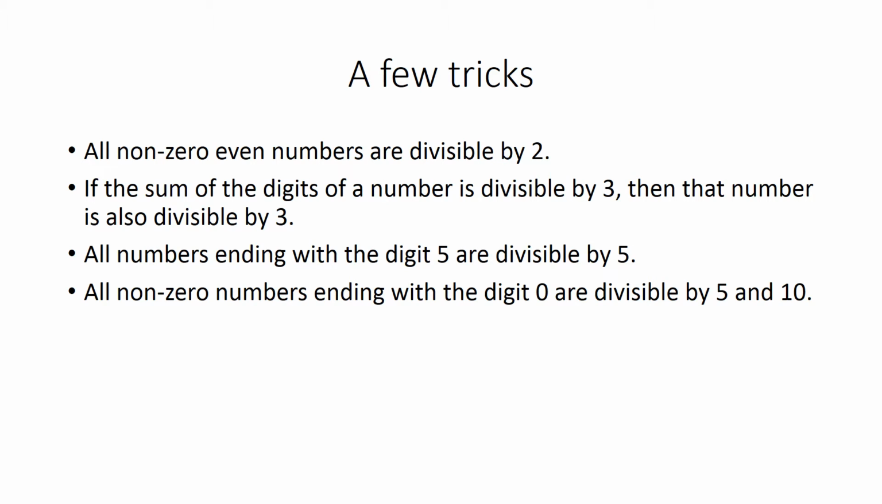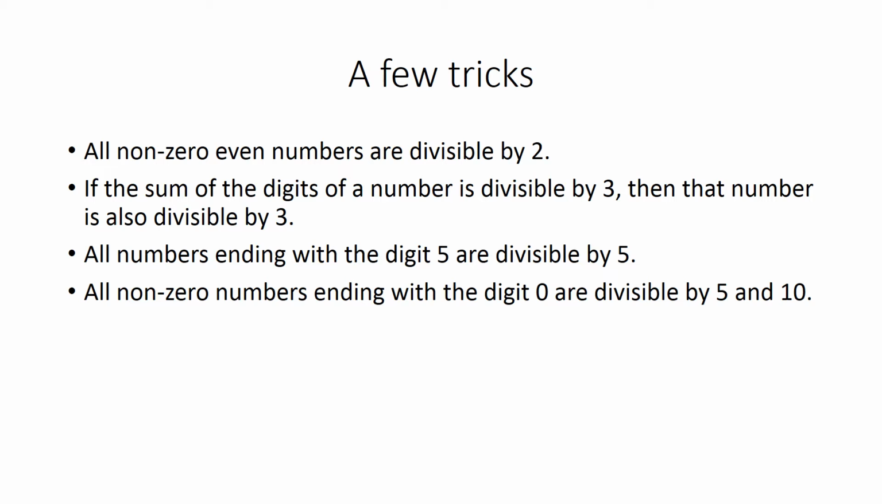All even numbers are divisible by 2 except 0. If the sum of the digits of a number is divisible by 3, then that number is also divisible by 3. For example, 45. If you add the digits 4 and 5, that will give you 9. 9 is divisible by 3, therefore 45 is also divisible by 3.